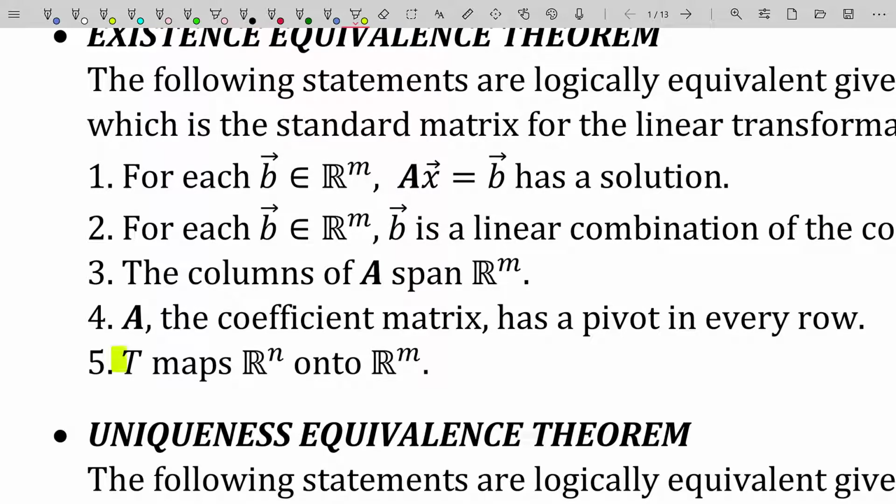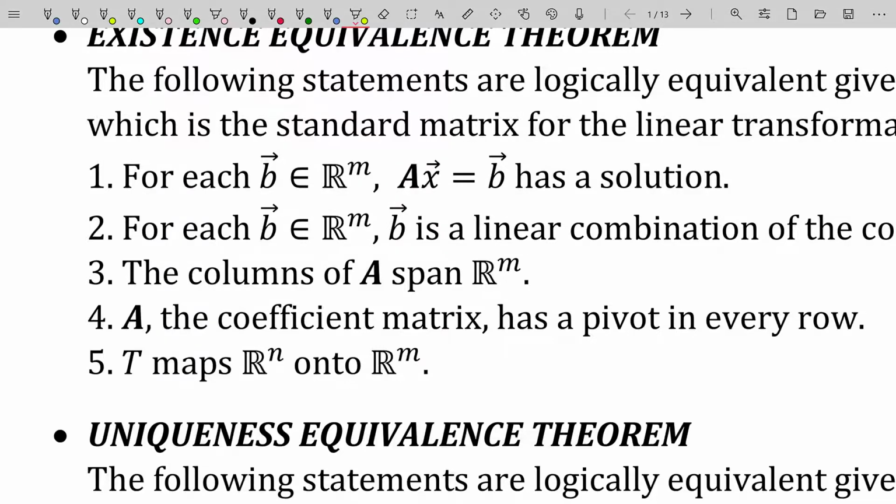For example, a transformation maps Rn onto Rm means that the columns of the standard matrix A span Rm, means that for any vector B in Rm, the matrix equation Ax equals B has a solution. Those are three different types of conditions. One is to deal with transformations, the other is to deal with the columns of a matrix, and the last, which is the first here in this case, is to deal with the solutions of the matrix equation. In this video, we're going to tie those together, sort of, when we're only speaking about an invertible n by n matrix.